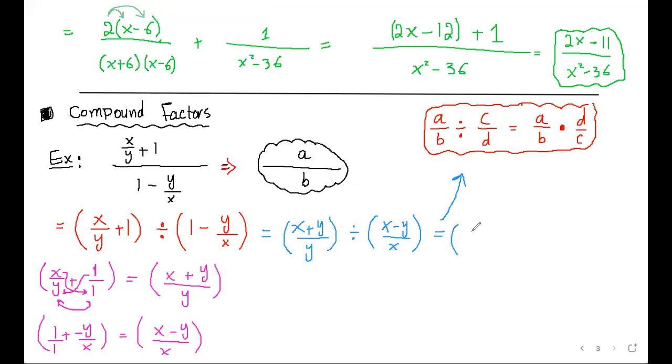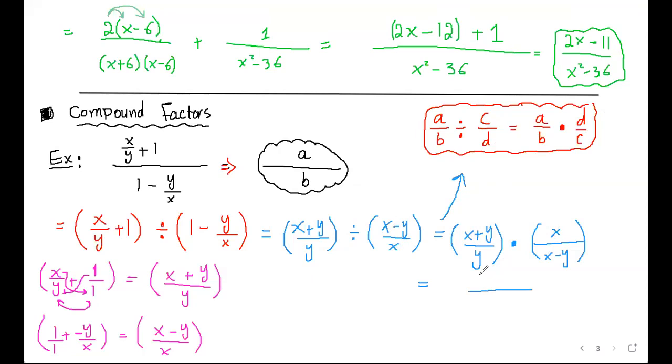So x plus y over y. Now the dividing becomes multiplying. We multiply. Now we flip this fraction. C over d becomes d over c. So x minus y comes down in the back, and x comes up. And this is equal now x plus y times x. We make it one fraction.